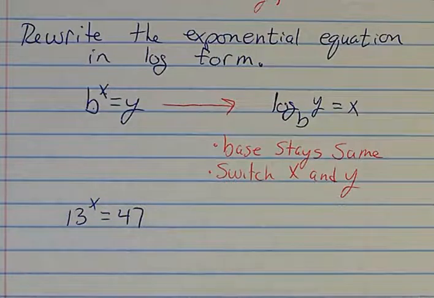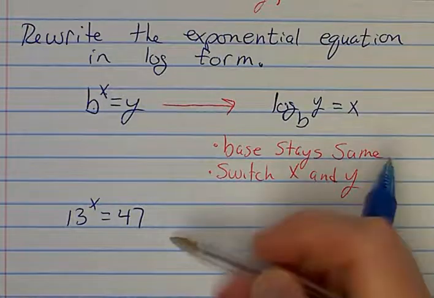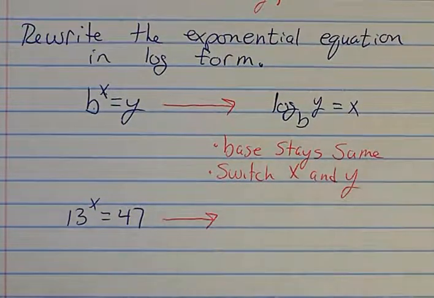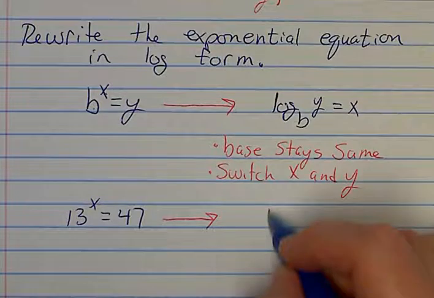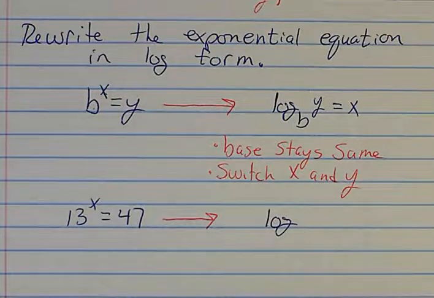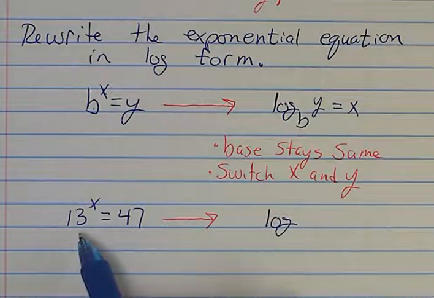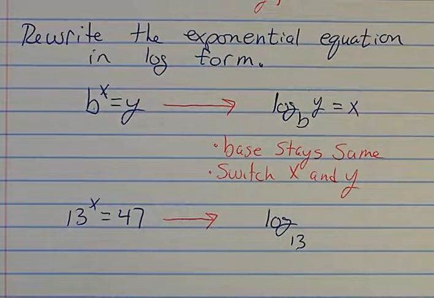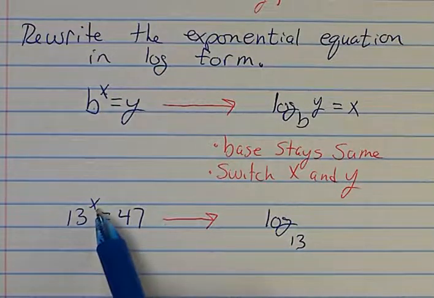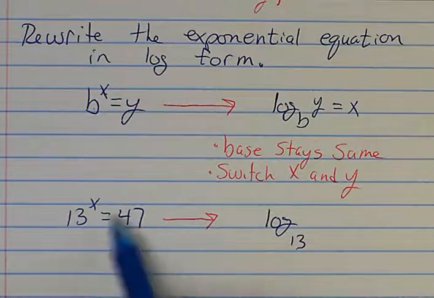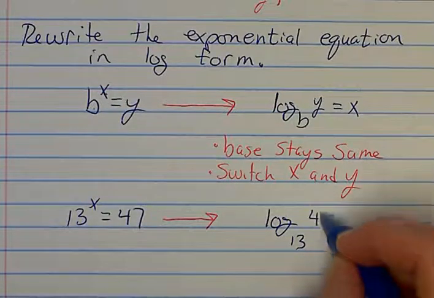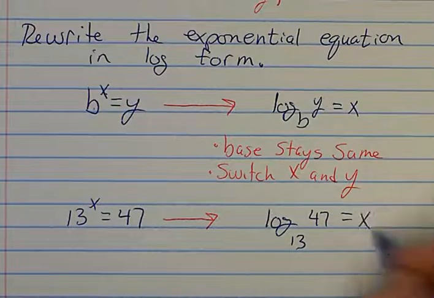So let's say you got 13 to the x power equals 47. Okay, so for this one, again, you have to write down the word log. 13 is your base. And where x is the exponent and the 47 is over here by itself, you just rearrange them. The 47 is now with the 13, and the x goes by itself.